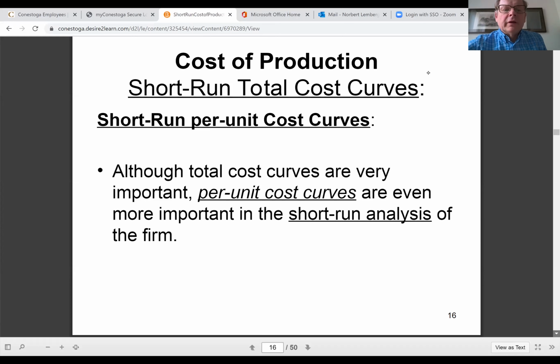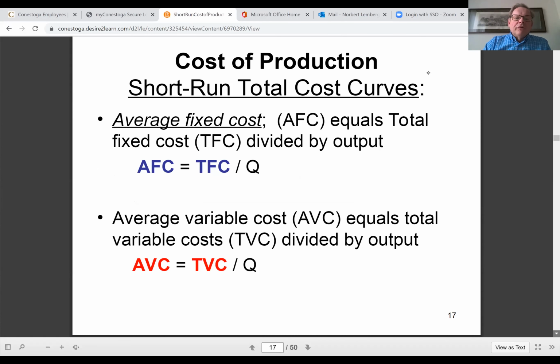So in this video here, we're going to take a look at the short run per unit costs. These are costs that the firm finds important in running the company in the short run. But the total cost curves, don't forget, they are very important also. Your average fixed cost is your first one that you have to take a look at, and that is nothing but your total fixed cost divided by quantity. Average fixed cost is your total fixed cost divided by quantity.